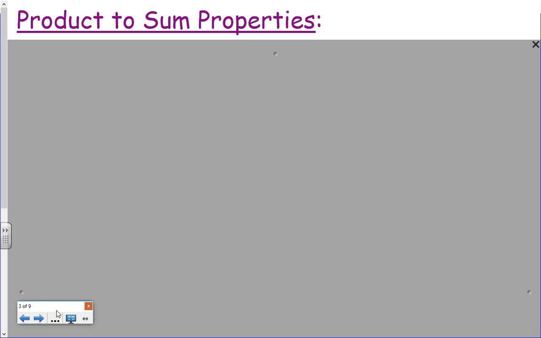Well, here we go. That's the first set of properties to talk about, going from a product to a sum. We'll talk about 4 of these. And then the other half of the discussion is going from a sum to a product. So let's start with these product to sum properties.